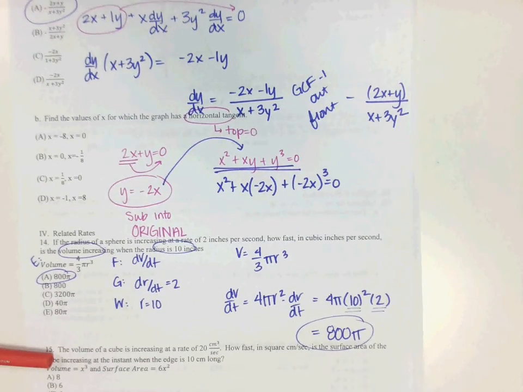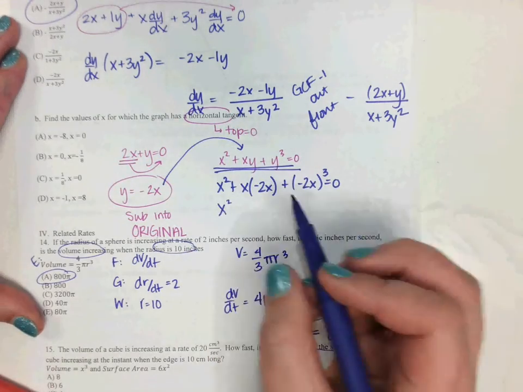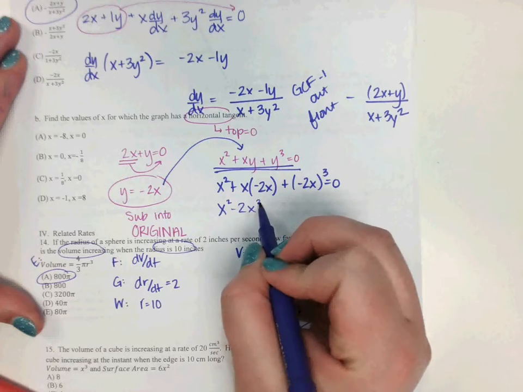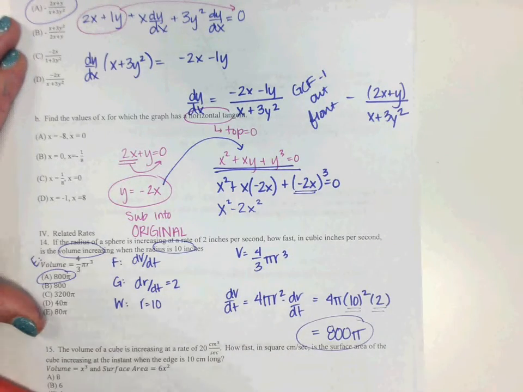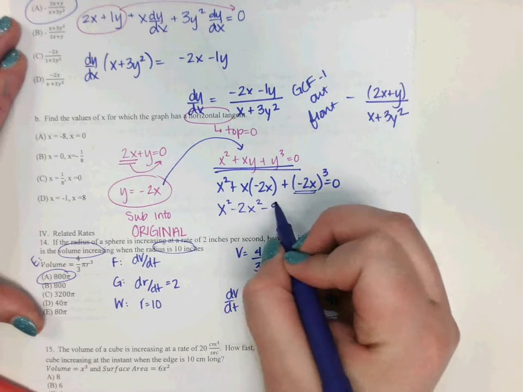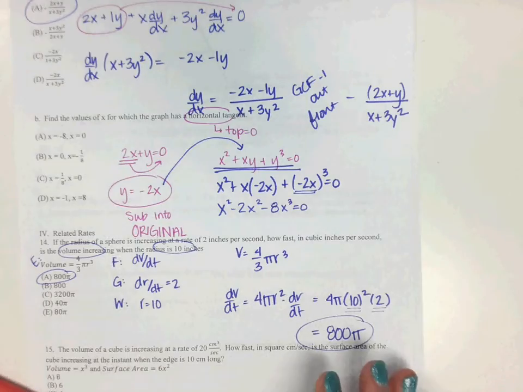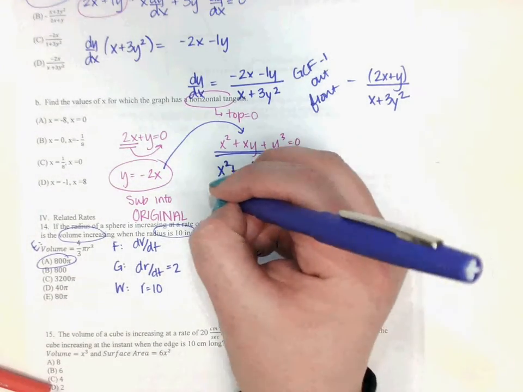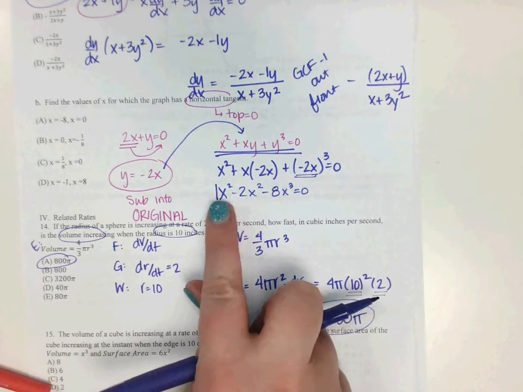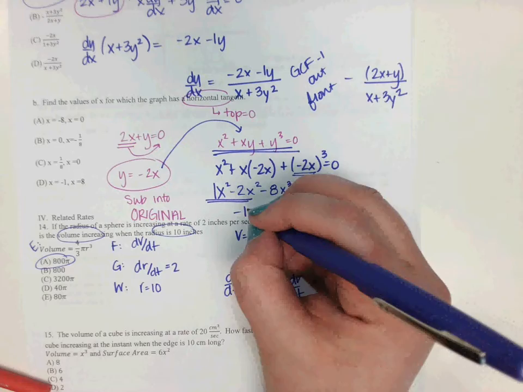Now, what is x times negative 2x? Negative 2x squared. What is negative 2x when I cube it? Cube both the 2 and the x. Negative 8x cubed. Okay, then from there, my first two guys are both squared, so that makes them combinable. They're like terms. What is 1x squared if I take away 2x squareds? Negative 1x squared, right?